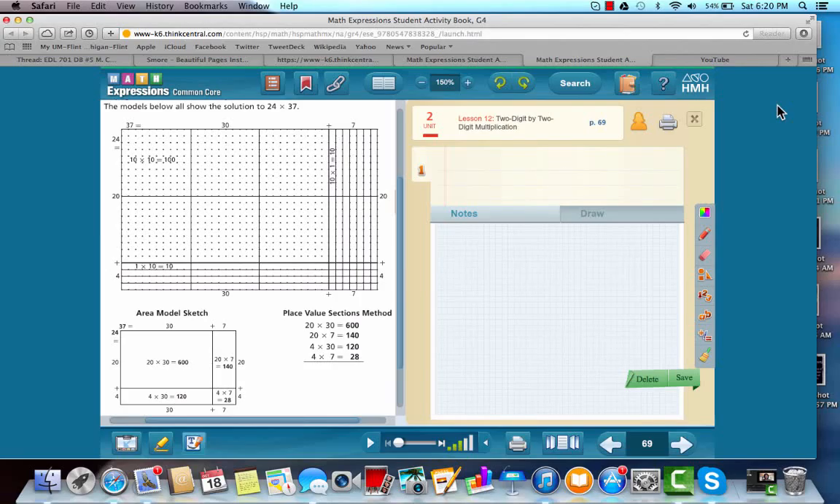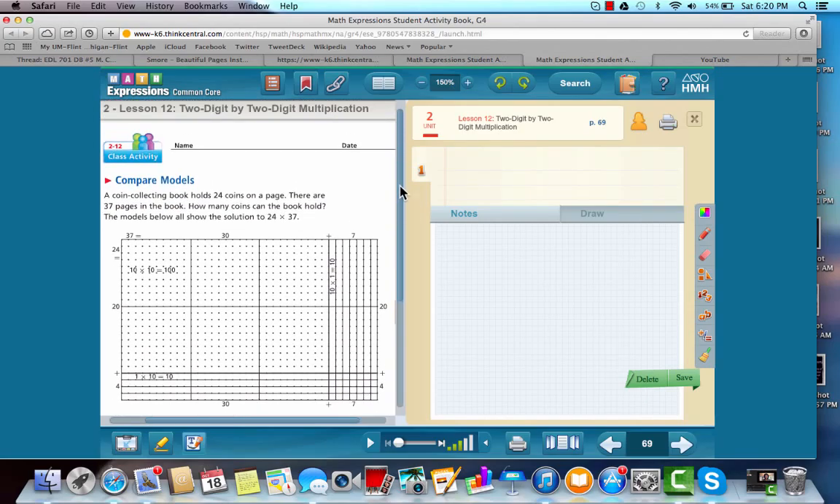Hi, we're looking at Unit 2, Lesson 12, and we're going to be discussing two-digit by two-digit multiplication and comparing three different models.